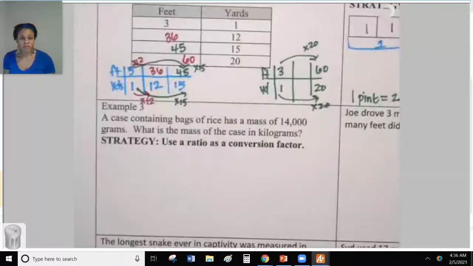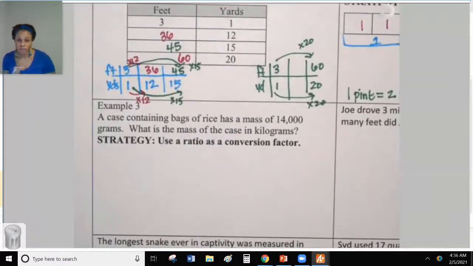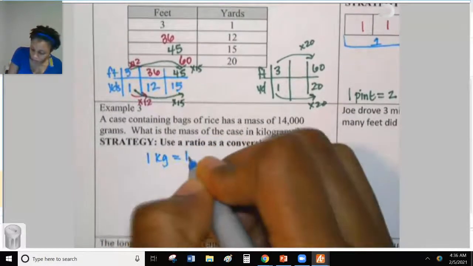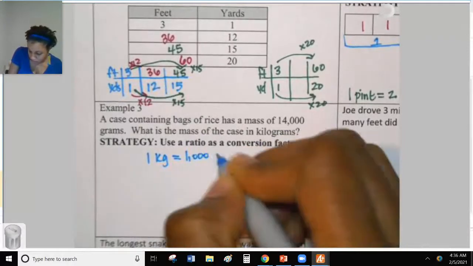And then last, we can use a ratio as a conversion factor. Again, this is just showing you without a table how it would look. A case containing bags of rice has a mass of 14,000 grams. What is the mass of the case in kilograms? Okay, so again, star chart, grams to kilograms. It's under weight and mass. 1 kilogram equals 1,000 grams.